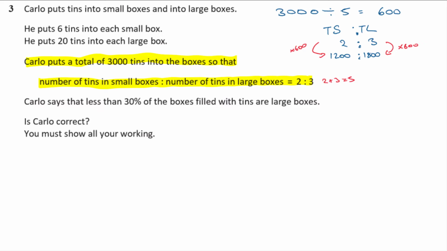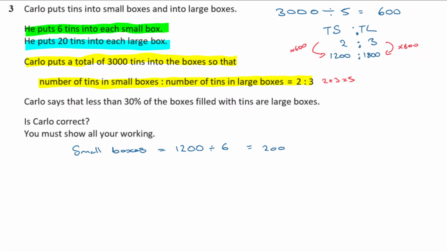So I've got 1,200 tins in small boxes. Now I know that he put 6 tins into each small box. So if I divide 1,200 by 6, I should know how many small boxes there are, shouldn't I? So the number of small boxes is going to be that 1,200 tins that are in small boxes divided by 6, the number of tins in each small box. I don't need to calculate for that. I can know that's 200.